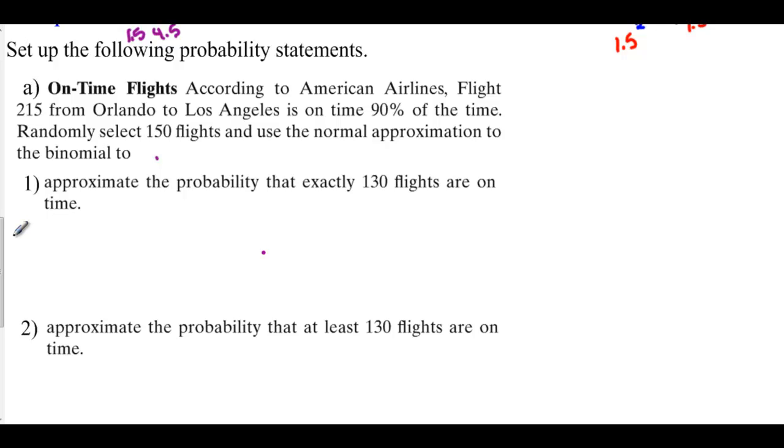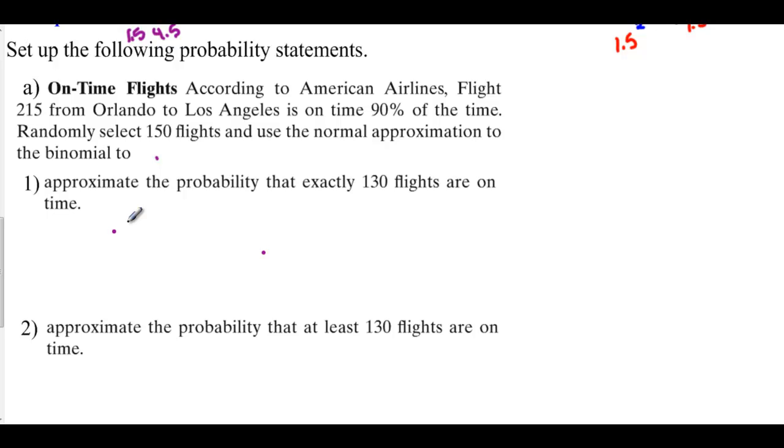All right, so on-time flights. According to American Airlines, Flight 215 from Orlando to Los Angeles is on time 90% of the time. Randomly select 150 flights and use the normal approximation to the binomial, and for our first one, approximate the probability that exactly 130 flights are on time. Okay, so we have to figure out that it's a binomial experiment. Well, good news, it said it was. But if we weren't sure, there are 150 flights, so 150 trials. So n is set. The probability of success is 0.9.